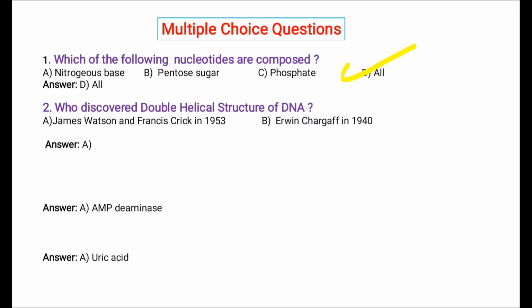Next, who discovered the double helical structure of DNA? James Watson and Francis Crick discovered the double helical structure of DNA. Erwin Chargaff's rule has to be explained.